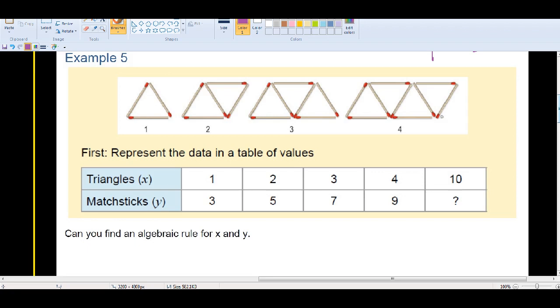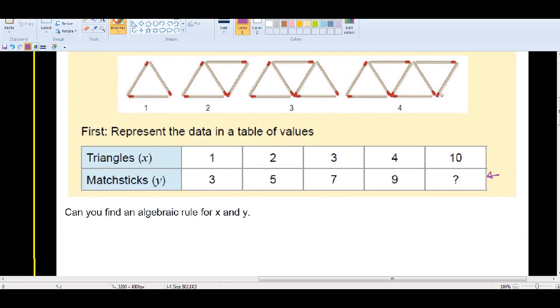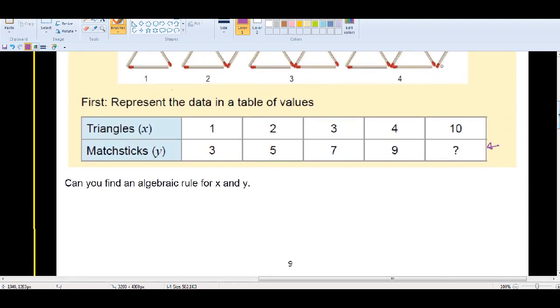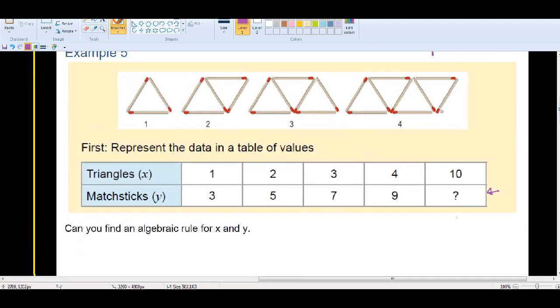So the question is, how many matchsticks are you going to use for 10 triangles? How many matchsticks does it need? Alright, so let's find the algebraic rule between x and y first. Then we could answer the question of how many matchsticks will be required for 10 triangles.